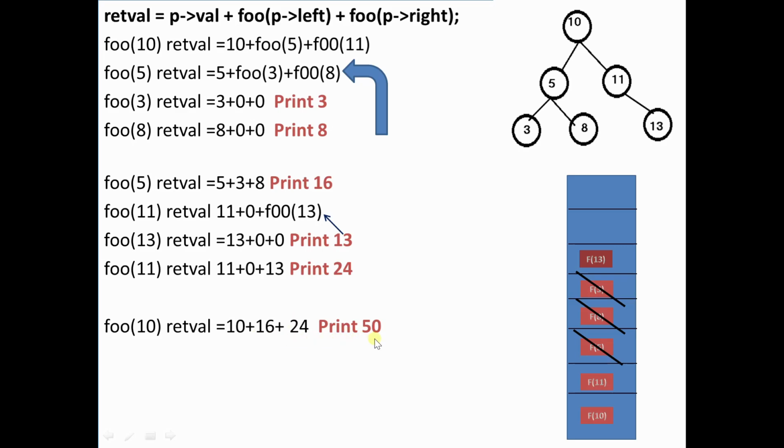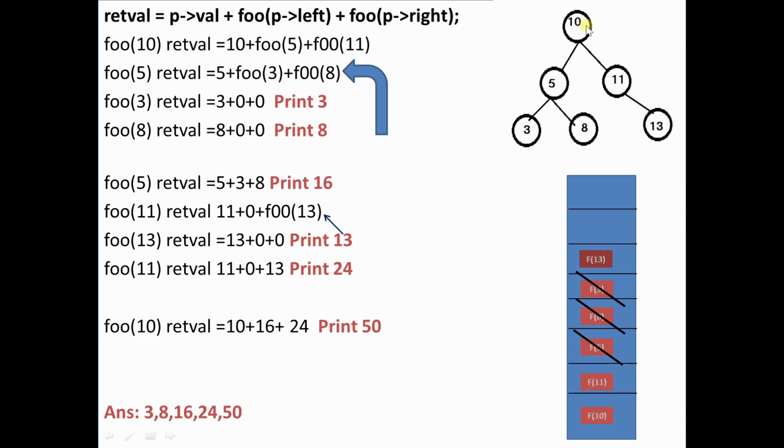It will print. So as per order, the output will be 3, 8, 16, then 13, 24 and 50. So this is the answer. It's just applying the function in this tree structure.